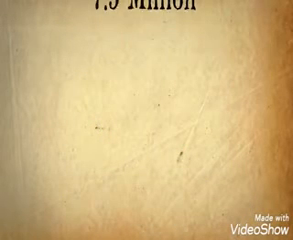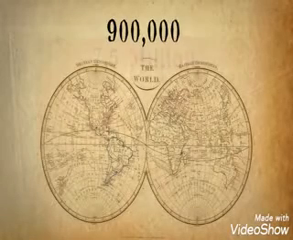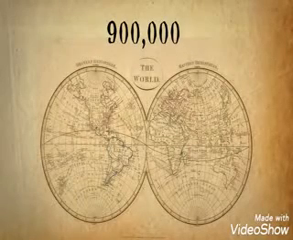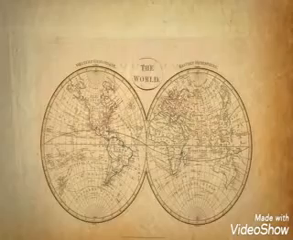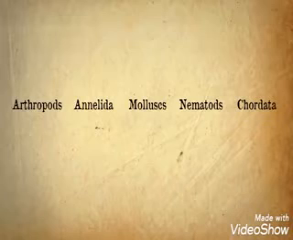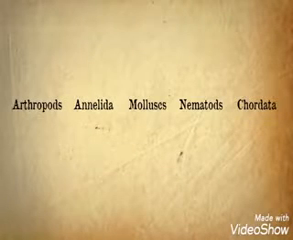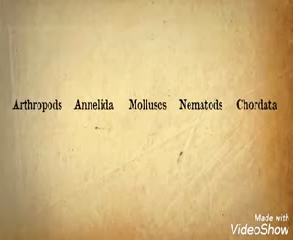There are thought to be over 7.5 million species of animal on planet Earth, of which 900,000 have been described. These are arranged into over 30 phyla, of which these are the 9 most common. And these 5 are the 5 main animal phyla: arthropods, annelids, mollusks, nematodes, and chordata.